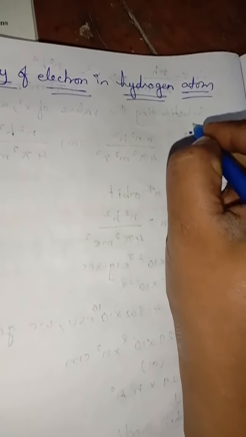When it approaches towards the nucleus, its energy decreases. Understand, children? Here this is the center of the nucleus, and this is an orbit. If the electron is present at a far distance, its energy is considered as 0. But when the electron approaches towards the nucleus, its energy decreases. That means the energy of an electron always has a negative sign.